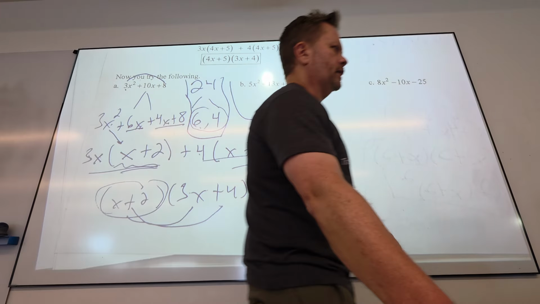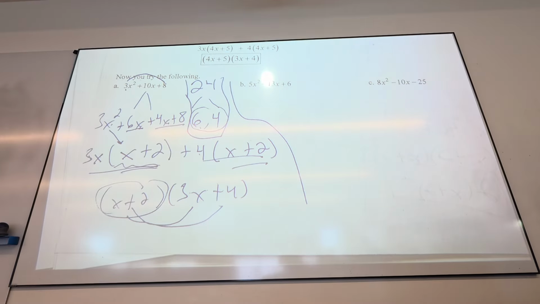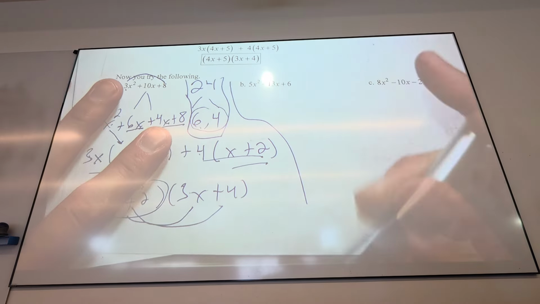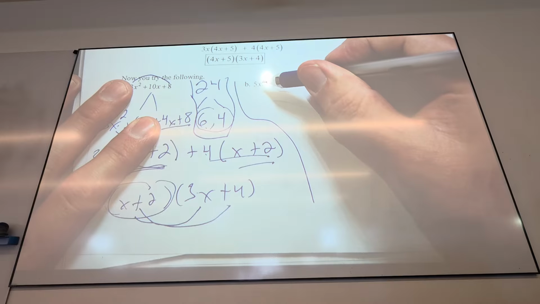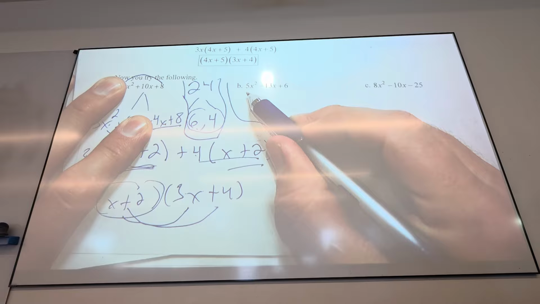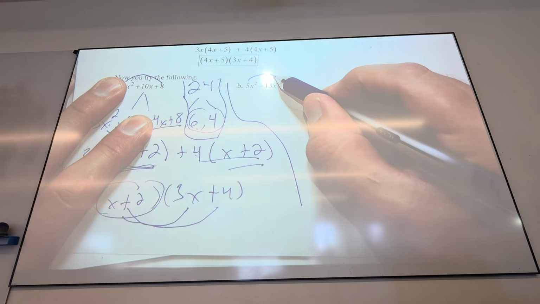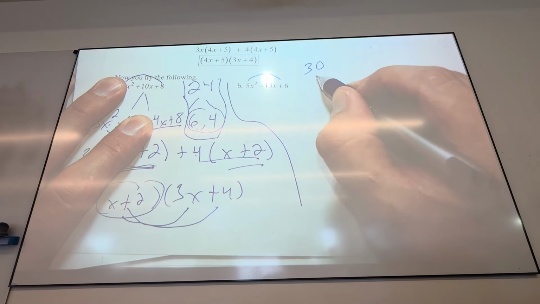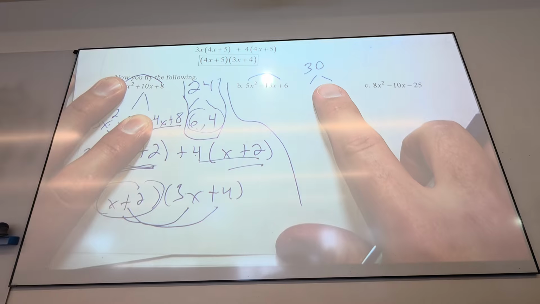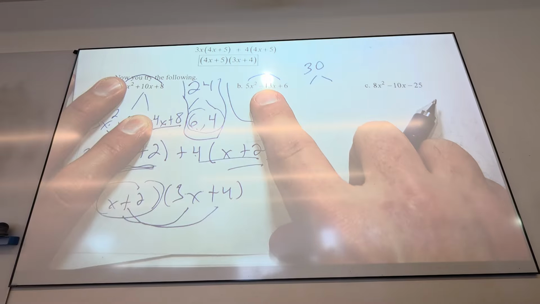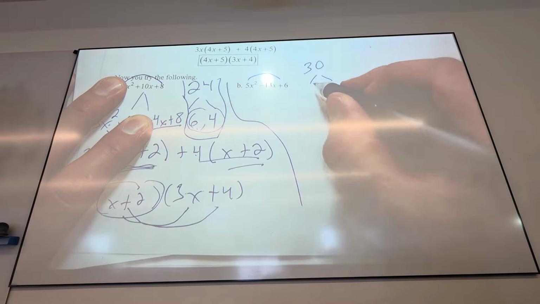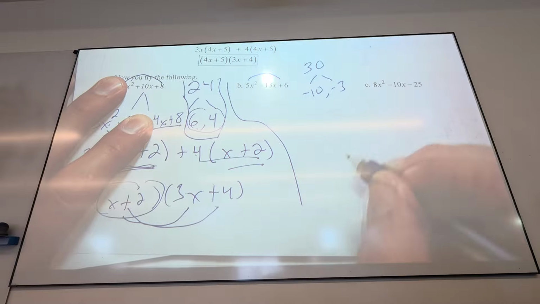Alright guys, let's take a look here. So, first number is not a 1. And unfortunately I can't factor a 5 out, so I'm stuck. So I've got to do 5 times 6, 30. What factors of 30 add to be negative 13? 10 and 3, as long as they're both negative, right?